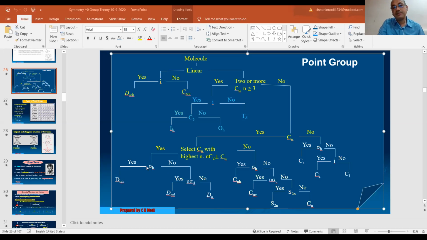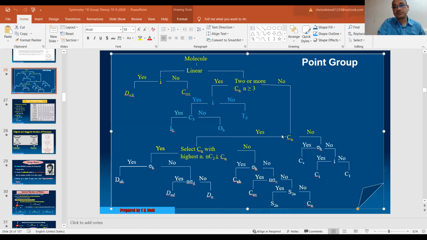Now on the other side, if sigma h is absent, the number of C2s are present, but sigma h is absent, and in that case, a number of sigma d planes are present. So instead of Dnh, now the point group is Dnd. Okay. So if sigma d planes are present, then the point group is Dnd. Now the staggered molecule of ferrocene, where the point group is D5d, I will explain later on. Okay. Now if sigma d's are absent, then the point group is Dn, right?